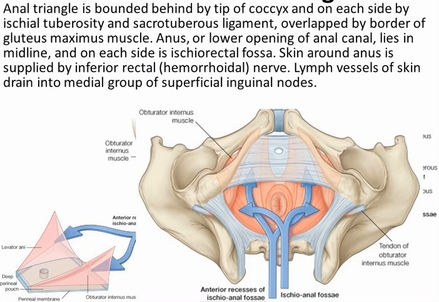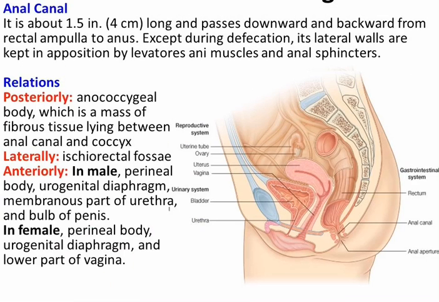Anal triangle is bounded behind by the tip of the coccyx and on each side by the ischial tuberosity and sacrotuberous ligament, overlapped by the border of gluteus maximus muscle. The anus, or lower opening of the anal canal, lies in the midline, and on each side is the ischiorectal fossa. Skin around the anus is supplied by the inferior rectal (hemorrhoidal) nerve. Lymph vessels of the skin drain into the medial group of superficial inguinal nodes.